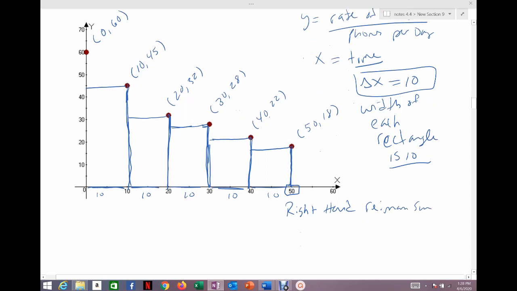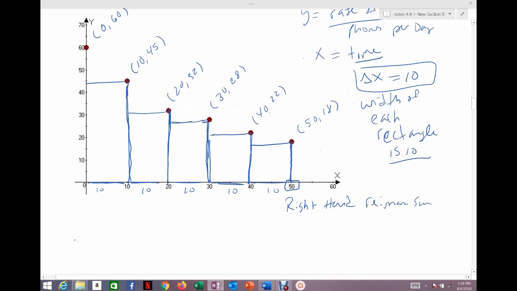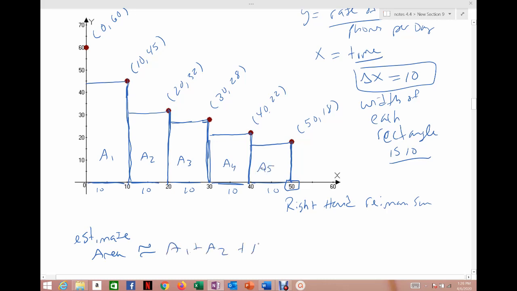And so what we're going to do is approximate area. We're going to estimate area using those 5 rectangles, taking area 1, adding it to area 2, area 3, area 4, area 5. There are 5 rectangles, which I can find. I have an equation that finds the area of rectangles, which is width times height. The width of each of them is 10. The height comes from the y value of my function, using the right endpoints.